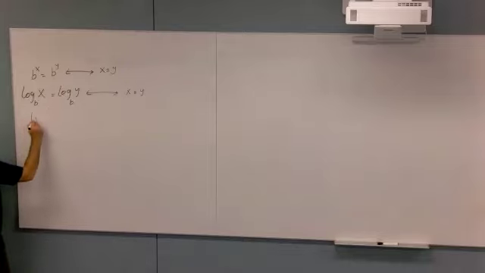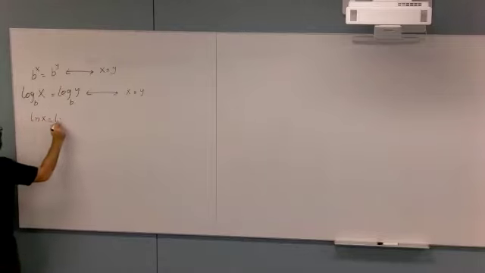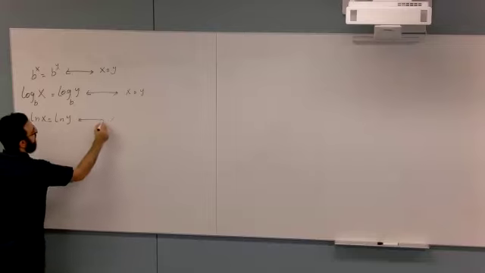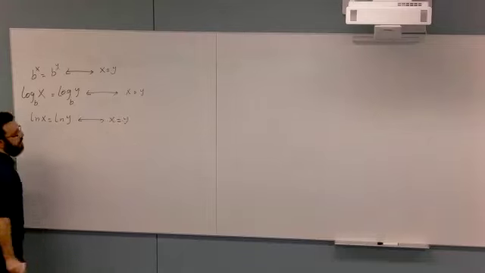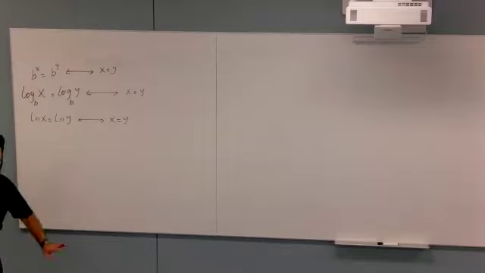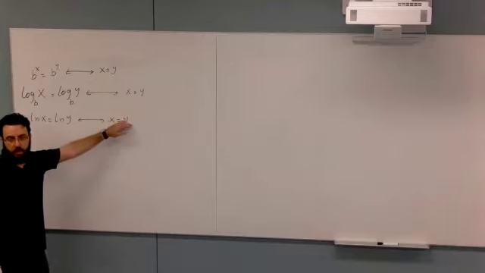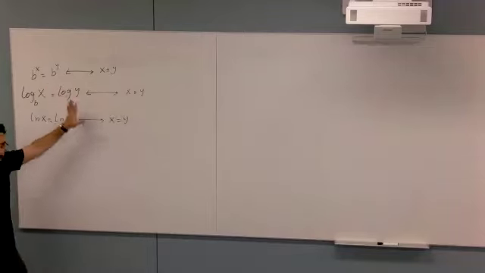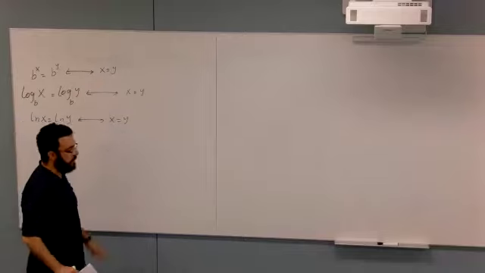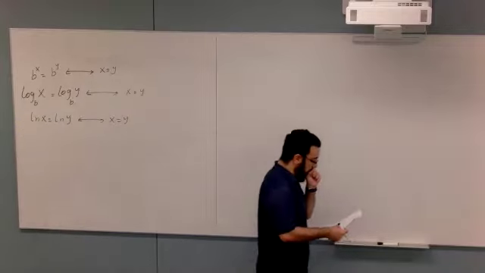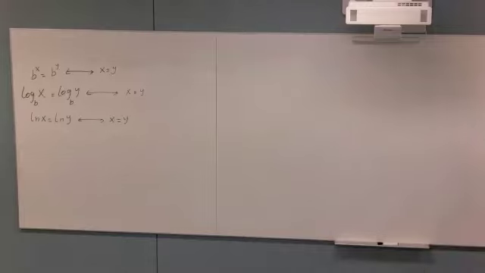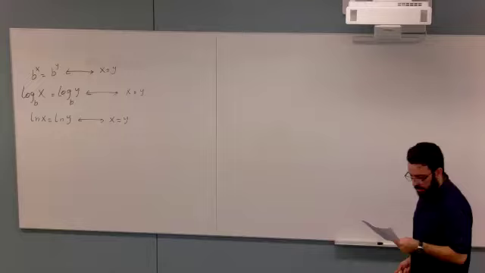Let's extend that. If you have ln x equal ln y, that means x equal y. You get the idea? So every time I have ln of a number equal ln of a number, that means the numbers should be equal. We're gonna start with this one and then practice on the rest. Now the first example, they're telling you find what?